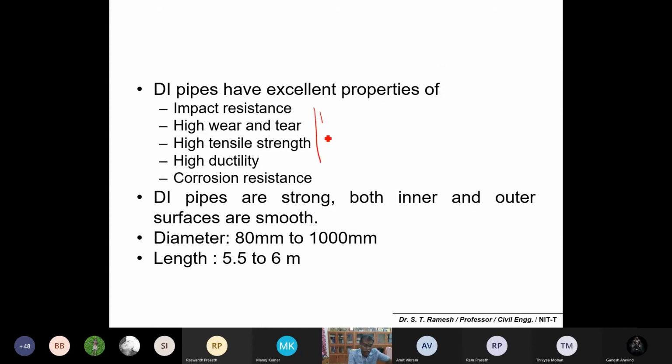The ductile iron pipes have excellent properties of high impact resistance, high wear and tear resistance, high tensile strength, high ductility, and high resistance. So please make a note of these points. The ductile iron pipes are strong, and both inner and outer surfaces are very smooth. They are available in a wide range, 80 mm to 1000 mm, and in lengths of 5.5 meter to 6 meter as one length.